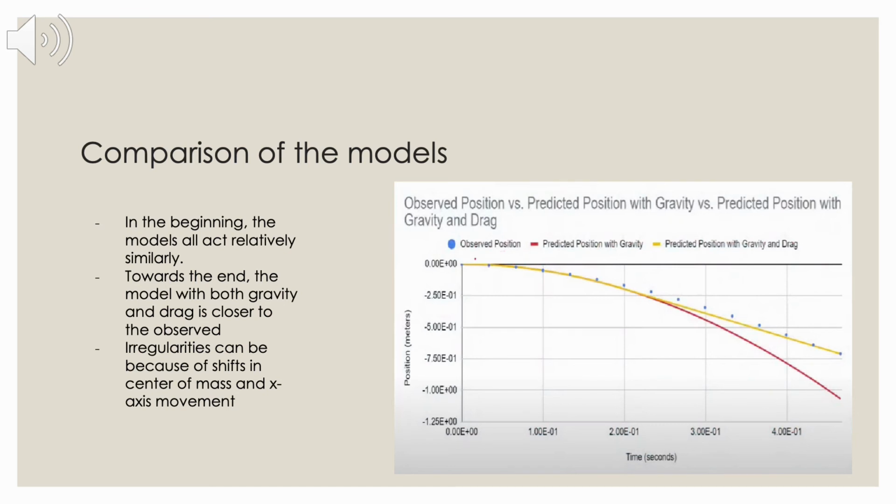Now comparing the three graphs for the observed position and the predicted models. In the beginning, the models all act relatively similarly. However, towards the end, the model with both gravity and drag is closer to the observed model. The model only considering the gravitational force seems to deviate largely for higher time intervals. Irregularities can also be seen because of shifts in center of mass and x-axis movement.